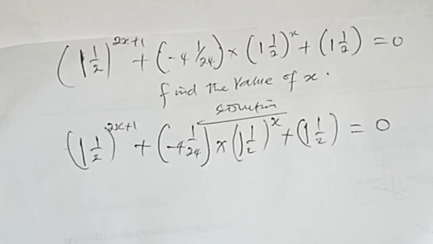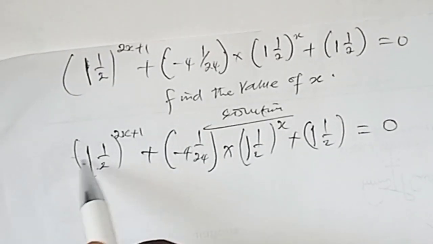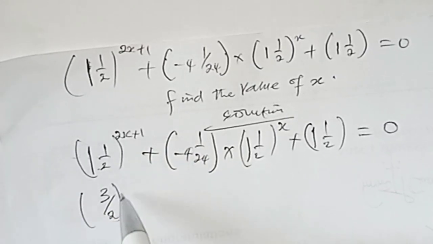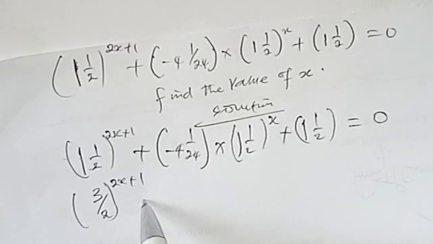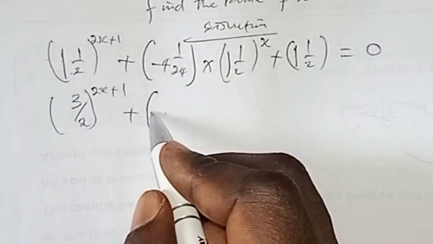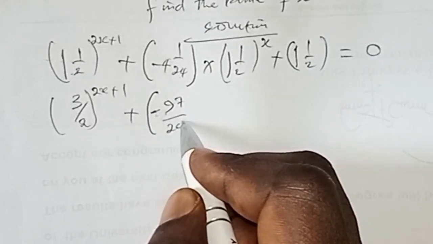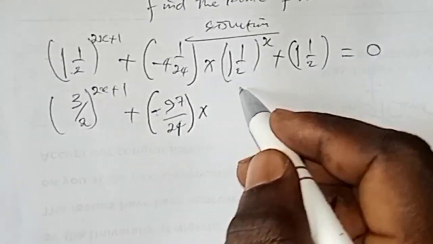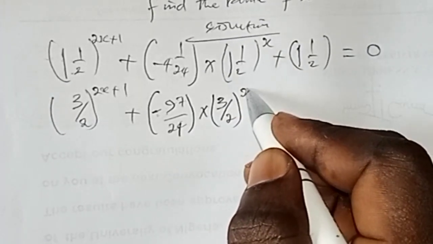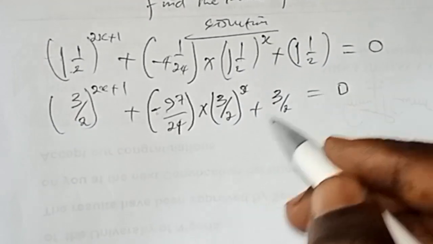So what I'm going to do next is go ahead and change all of these to improper fractions. Changing this, I'm going to have (3/2)^(2x+1) plus, 24 times 4 is 96, 96 plus 1 gives 97/24, and then times (3/2)^x, plus this one will still give you 3/2, and it is equal to 0.